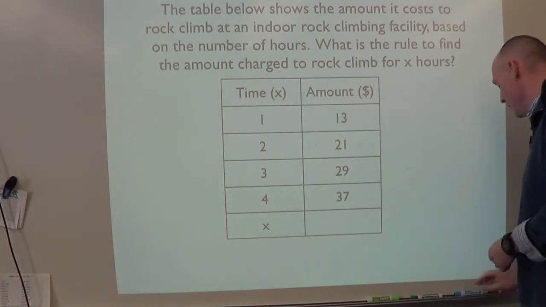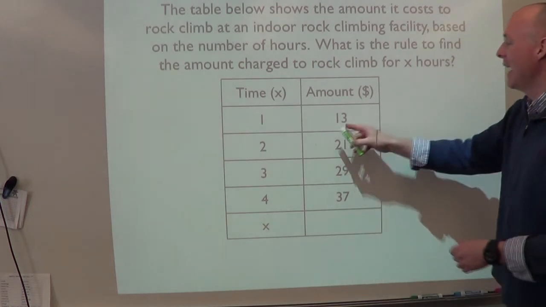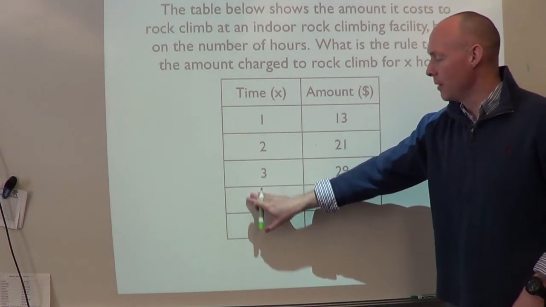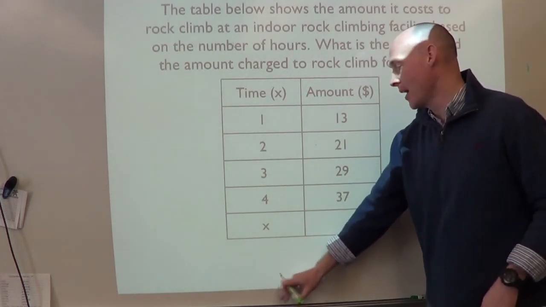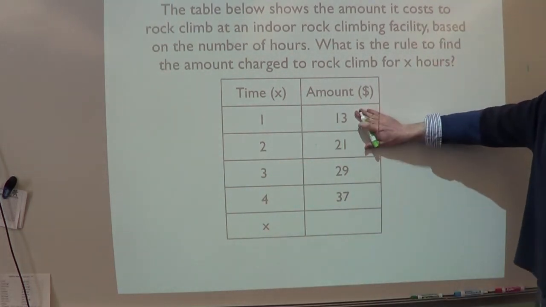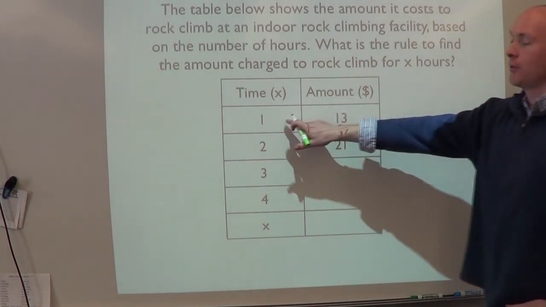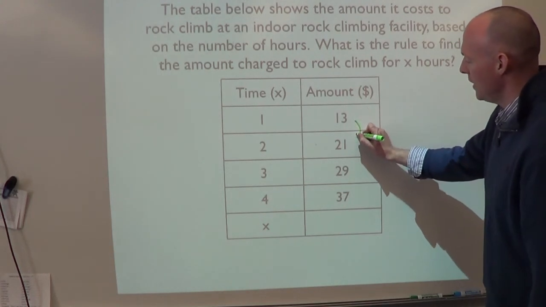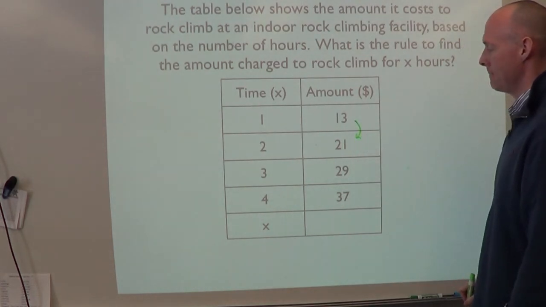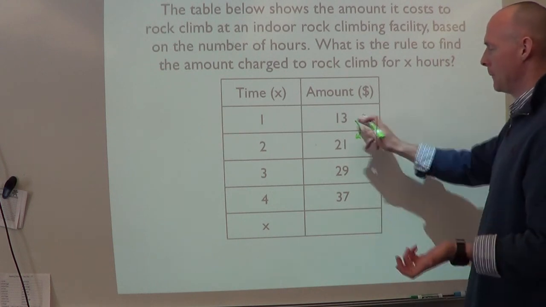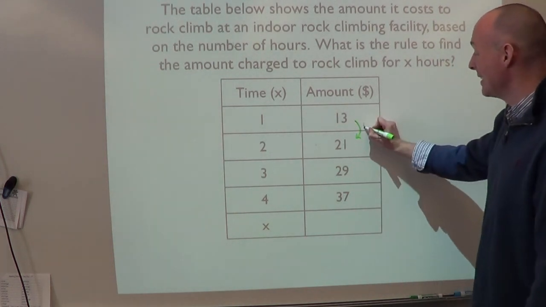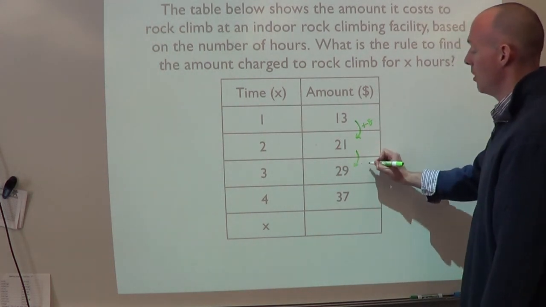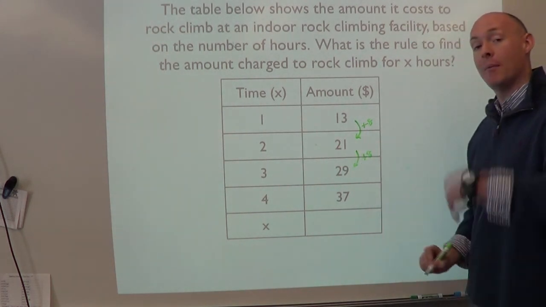Let's look. First thing I do is I look over here at the amount of money. I notice that's plus 1, plus 1, plus 1, and keep going on and on. $13 is what it costs for 1 hour. I go from 13 to 21. How do I get there? 13 plus 8 is 21. Ooh, plus 8. Okay, I'm noticing the arithmetic.